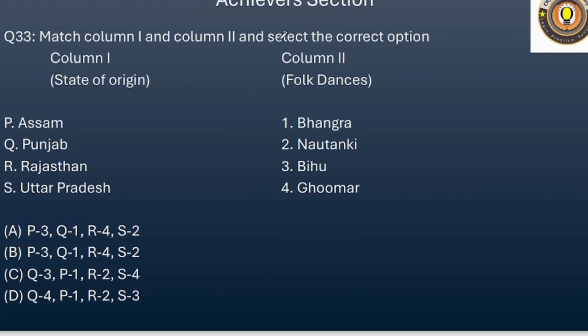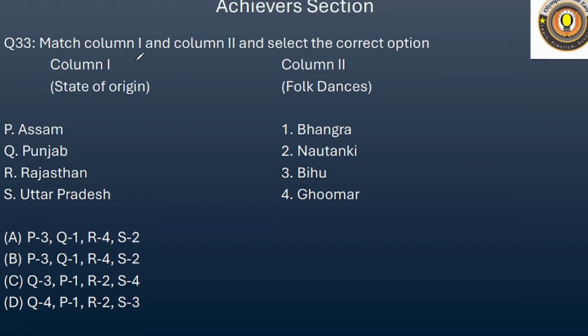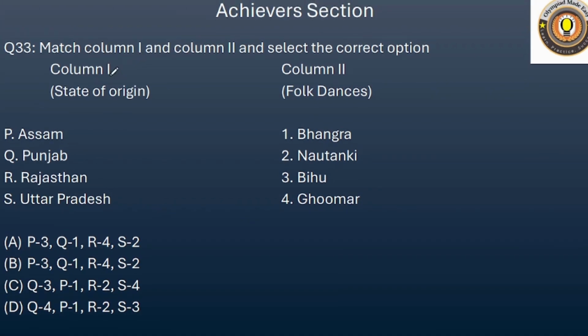Match column 1 and column 2 and select the correct option. Now, here I would like to highlight one important thing: when you have to match column 1 and column 2, quite possible that you might not know all the matches. So, if you know, great, you should solve this. But here we should use the elimination technique. What is given? A state of origin and folk dances.